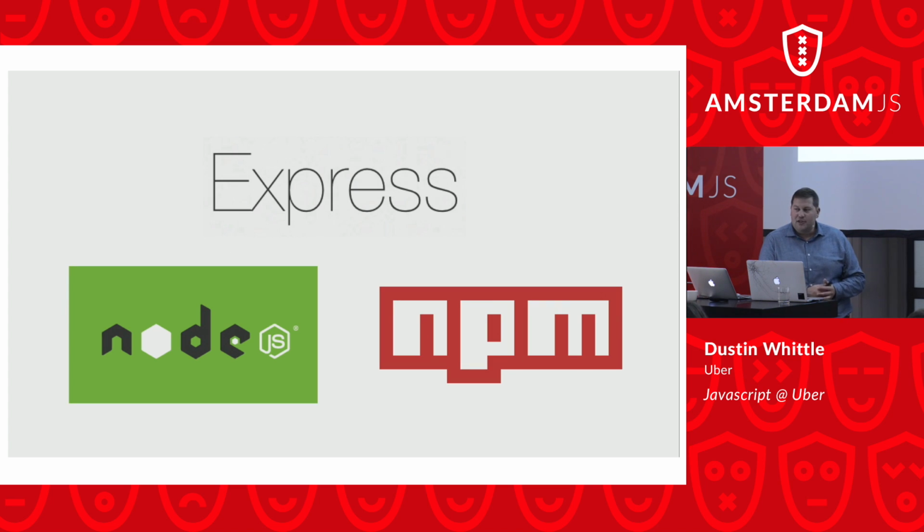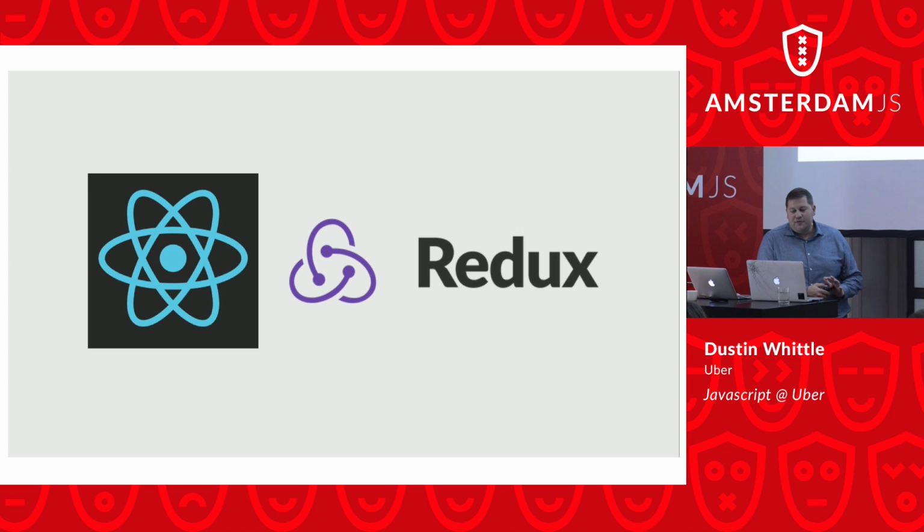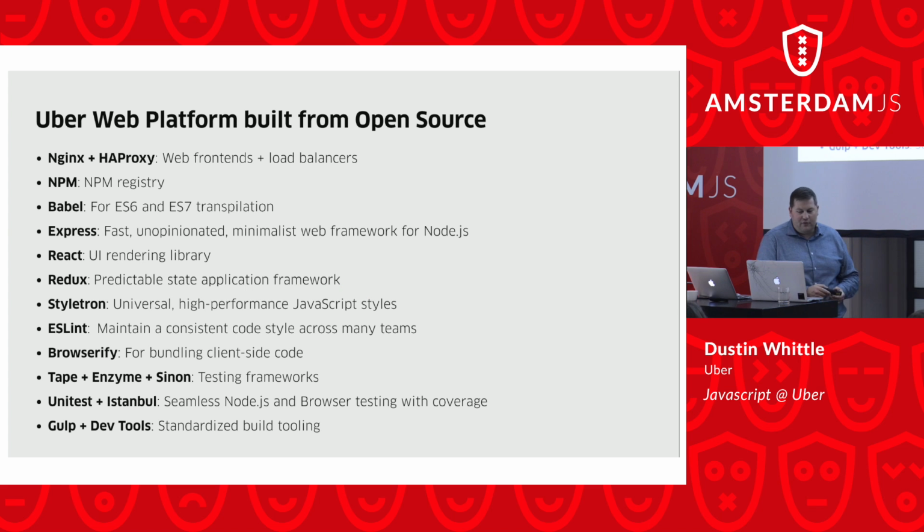And so this stack is built on Express, Node, and NPM. I think everyone's probably used this stack before if you do Node backend development. And on the front end, we use Facebook's React and we use Redux for state management. And so the Uber web platform is pretty straightforward. We use Nginx and HAProxy as our web front ends and our load balancers. We use NPM as our registry, Babel, so we can use the latest generation of JavaScript, Express, so we can use a great web framework, Redux for state management, React for UI components, and then Styletron for using CSS and JavaScript, and then ESLint to make sure everybody writes code in somewhat similar ways.